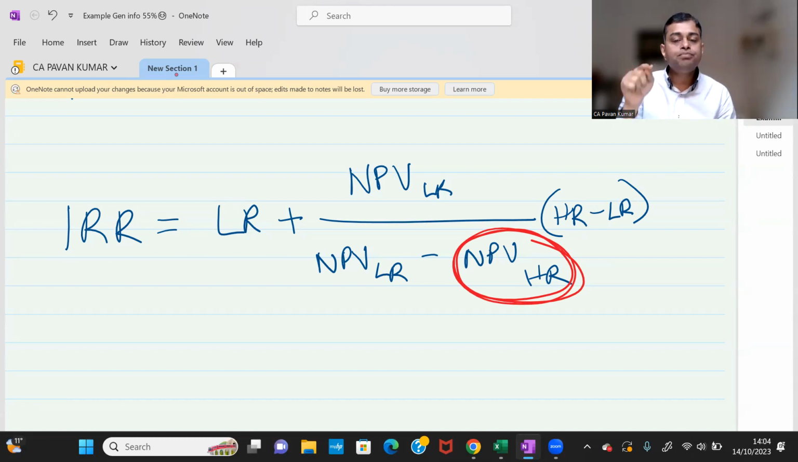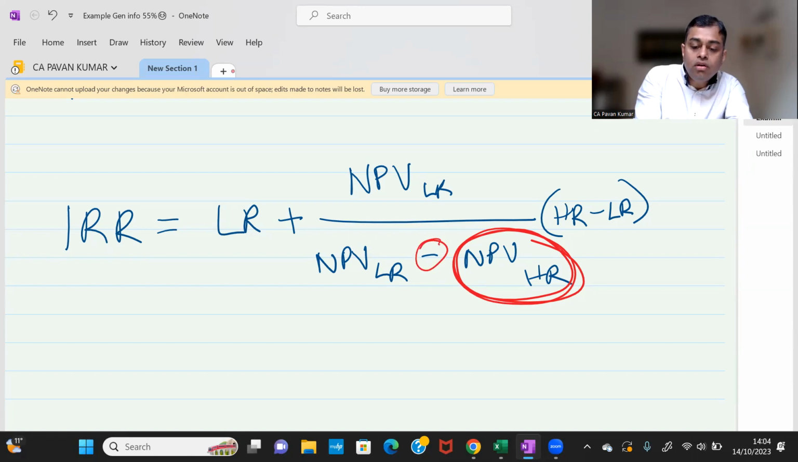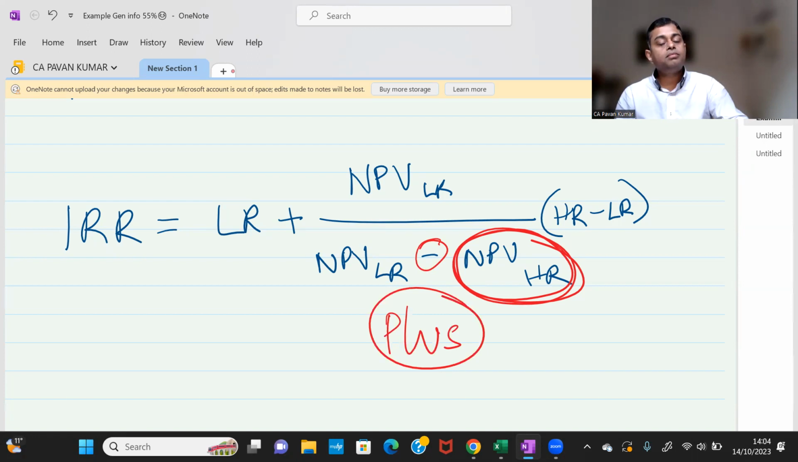Because in many cases, at a higher rate, NPV is there, no? That will always be negative. When it is negative, you are subtracting a negative number. That means practically this should be plus. You understand my point? A positive number minus a negative number means you should add that too.